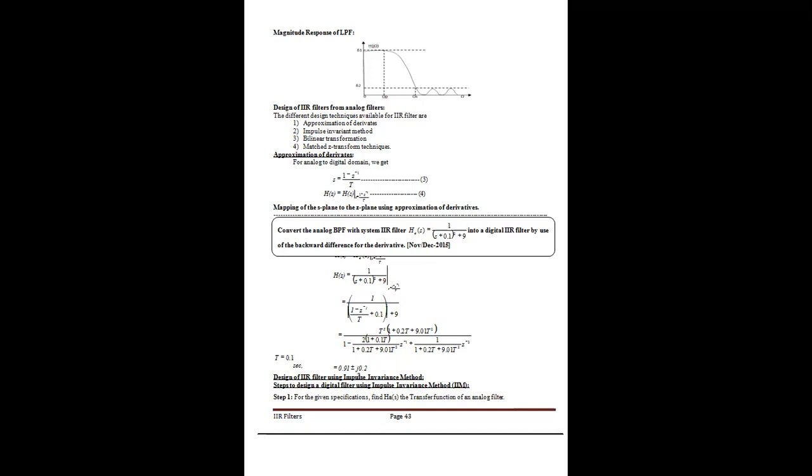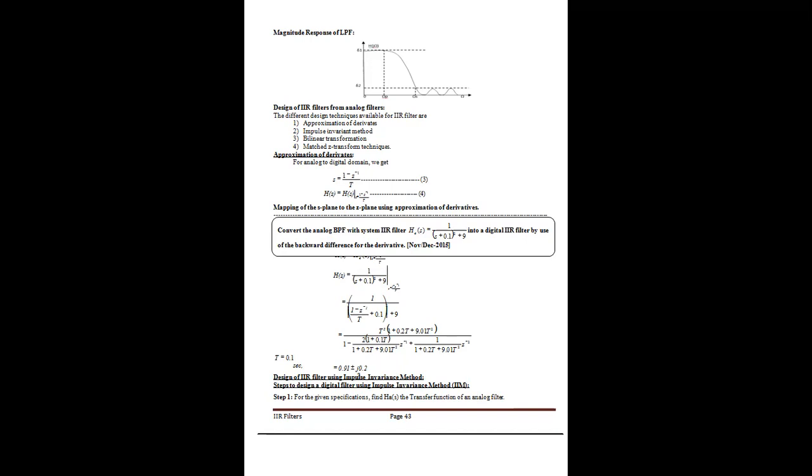Convert the analog bandpass filter with system function H of S is equivalent to 1 by (S plus 0.1) the whole squared plus 9 into a digital IIR filter by using the approximation of derivatives. So we have to do it by replacing S with 1 minus Z power minus 1 divided by T. So it becomes (1 minus Z power minus 1 divided by T plus 0.1) the whole squared plus 9.